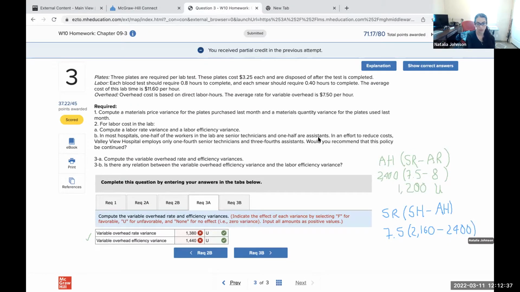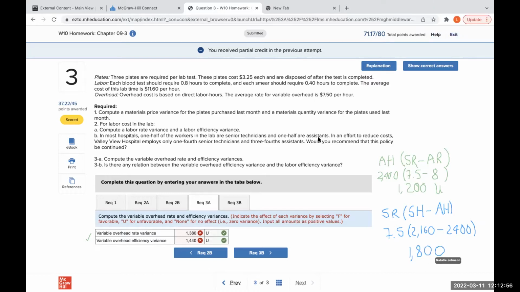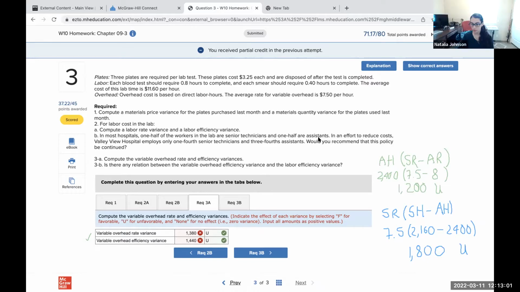Let's do that. 2,160 minus 2,400 times 7.5. It's 1,800. Is that favorable or unfavorable? Unfavorable, because they used more hours than the standard hours. Okay, thank you so much. Those are the answers.